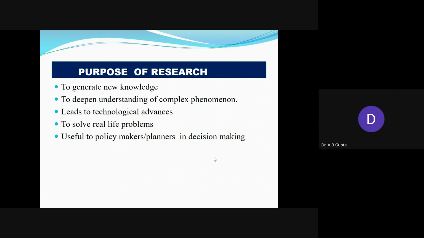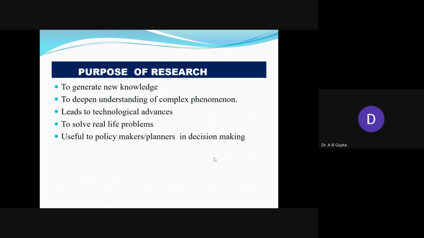One thing which is very important, and that is to generate new knowledge. You are searching for knowledge. The very meaning of research is you are searching for knowledge. You are searching for truth, searching for reality. So research is generating new knowledge. So this is one thing.